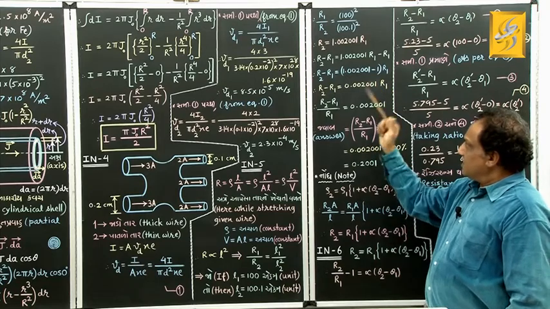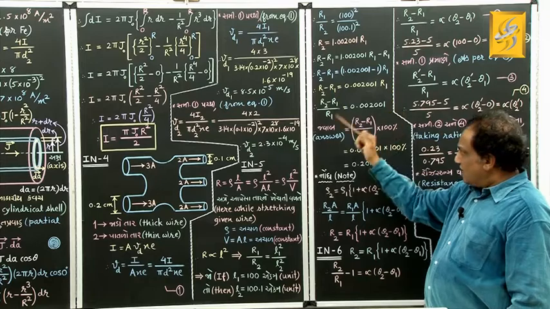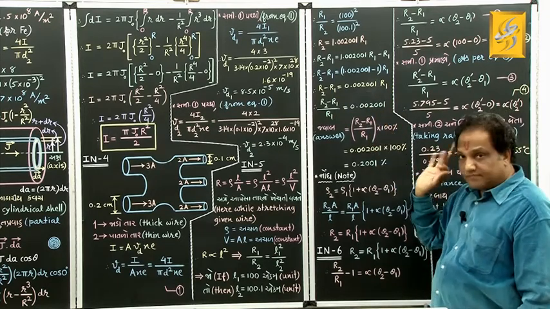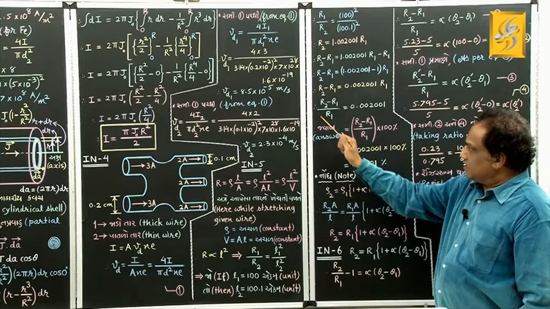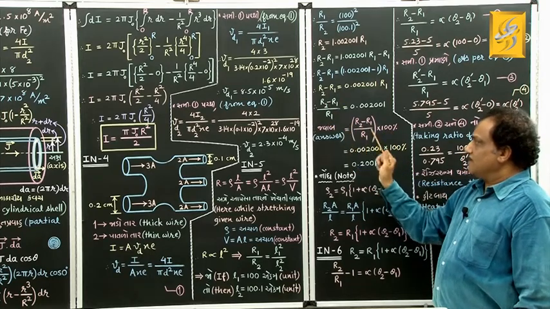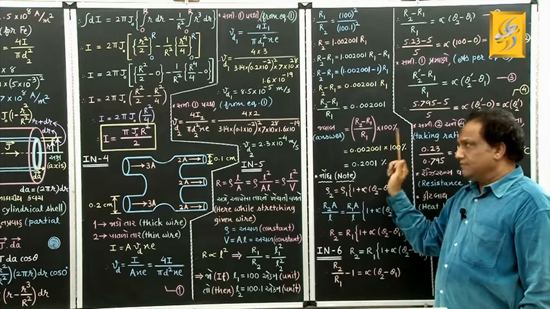Now take this R1 in the denominator. Fine. So it is R2 minus R1 upon R1. It will be 0.002001. Now just multiply this by 100 percent. R2 minus R1 upon R1 multiplied by 100 percent. What will it give to you?